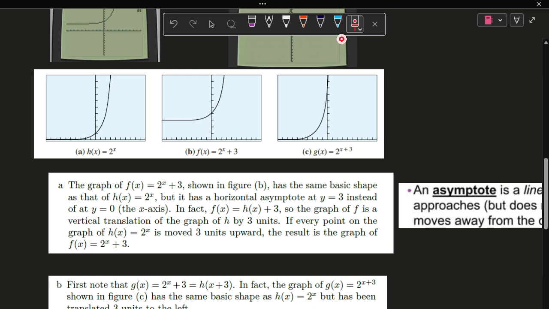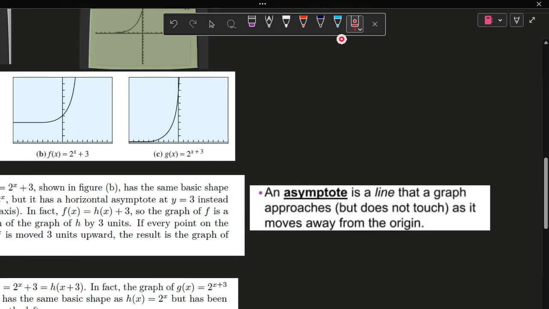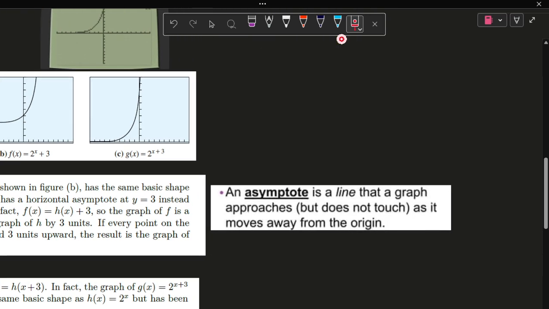And remember, the main thing that it changes, like it says here, is that it has a horizontal asymptote at y equals 3 instead of y equals 0 for B. And then obviously the y-intercept changes on C. And as a quick reminder for everybody, I just copied this from the notes that I did post in Canvas, or our note sheet: an asymptote is a line that a graph approaches but does not touch.